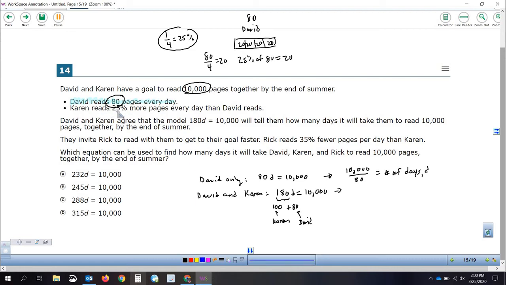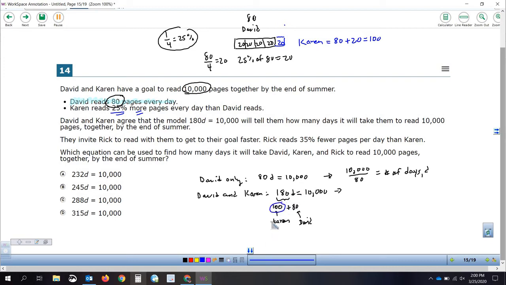Well, what does Karen do? She reads 25% more. So I'm going to tack on one more box. How much more does she read? She reads 25% more, but how much is 25%? 20. So how much does Karen read? Karen reads the 80 David reads plus 20 more, which is 100. So that is where we get that 100 from, right there.